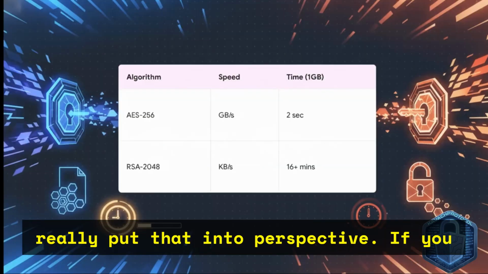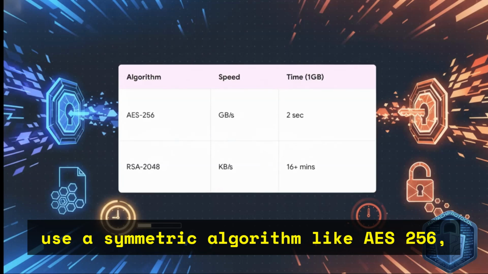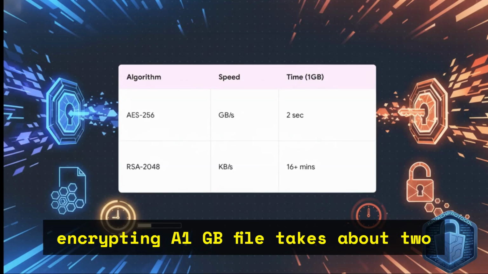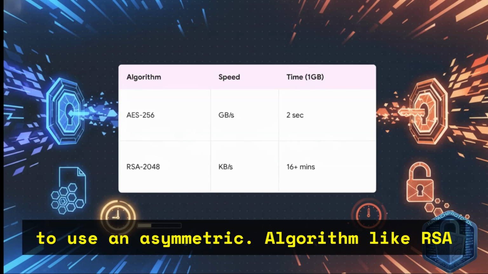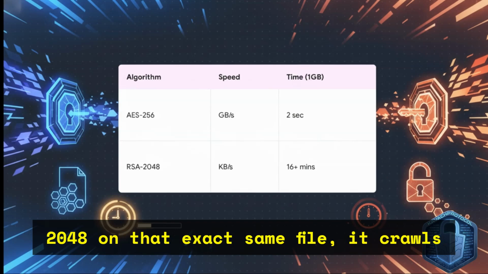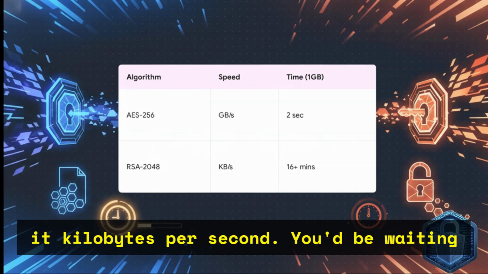And real-world benchmarks really put that into perspective. If you use a symmetric algorithm like AES-256, encrypting a 1 GB file takes about 2 seconds. Fast, right? But if you try to use an asymmetric algorithm like RSA-2048 on that exact same file, it crawls at kilobytes per second.